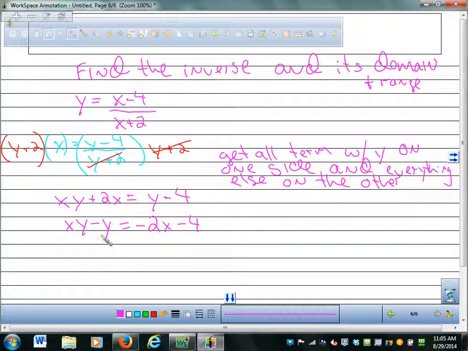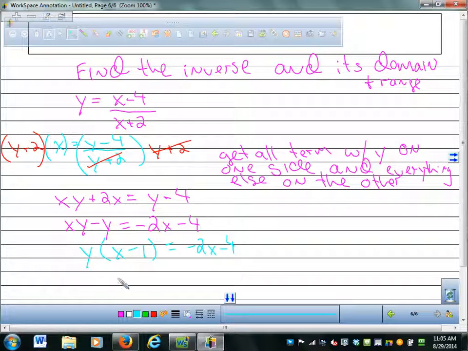And now, the reason I did this, because here's what people don't know what to do. I have an x, y, and a y. What could I do? Yeah, factor, very good. First I'm going to pull out a y from both of these, right? So I have y times x minus 1 equals minus 2x minus 4.